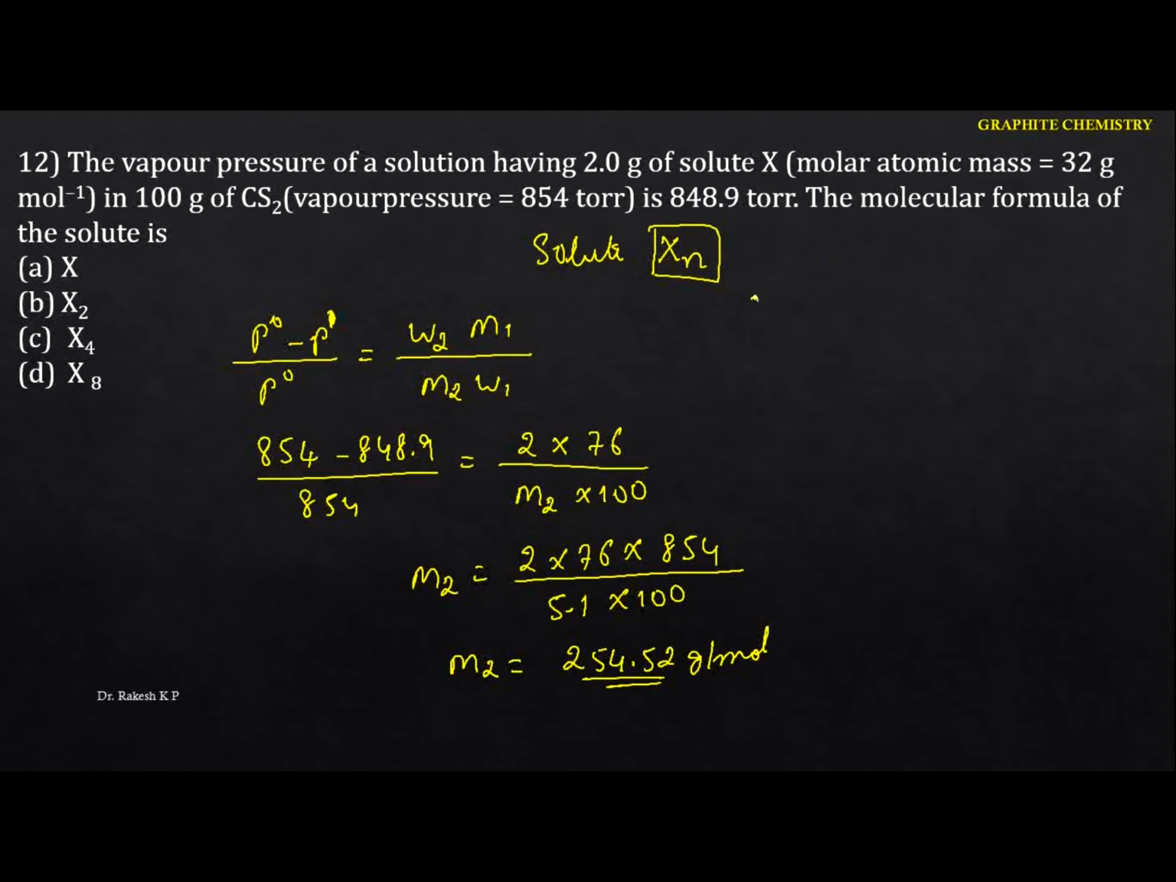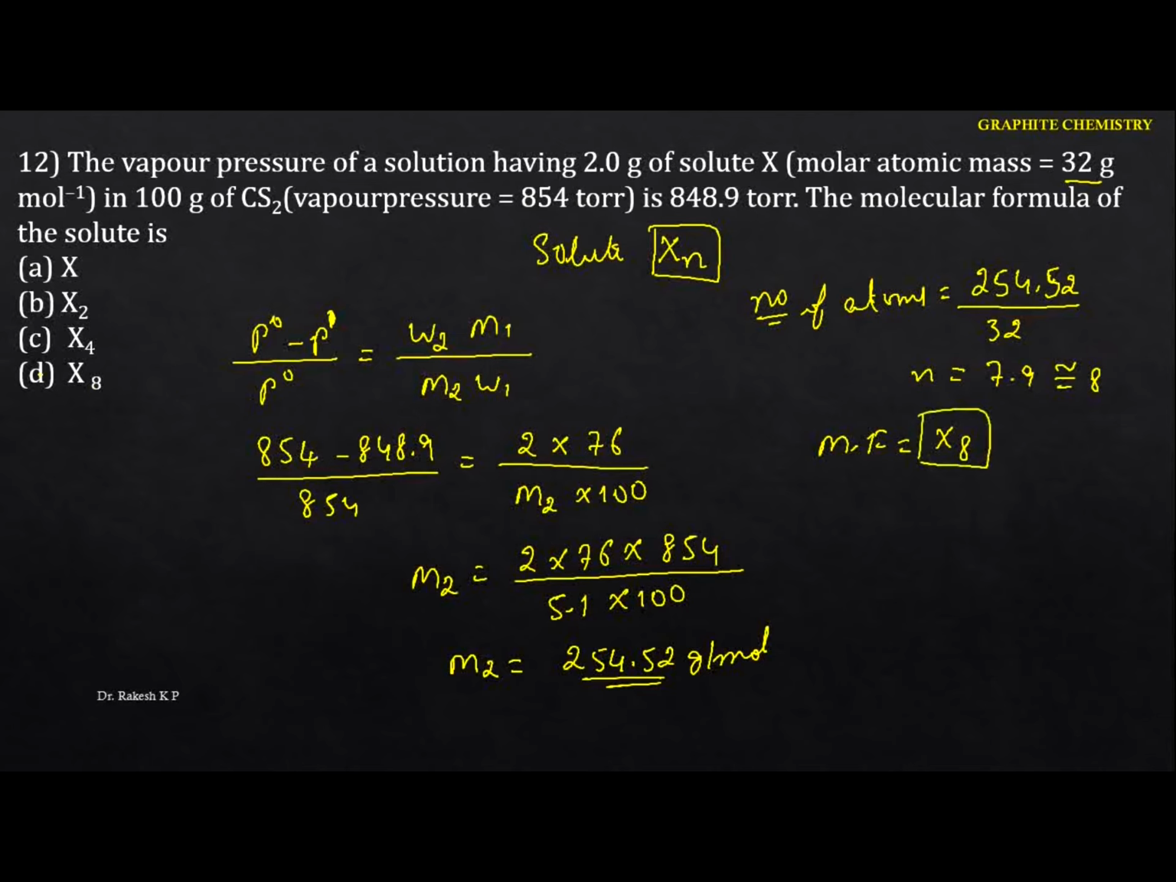So the number of atoms n is equal to the molar mass, 254.52, divided by the atomic mass they are given, that is 32. Here the value we are going to get is 7.9, approximately equal to 8. That means the n value we got. Therefore, the molecular formula is X8, and the option is D. Okay, next one.